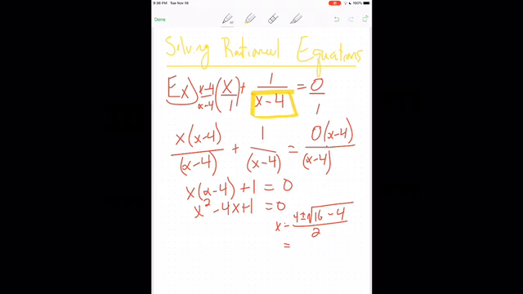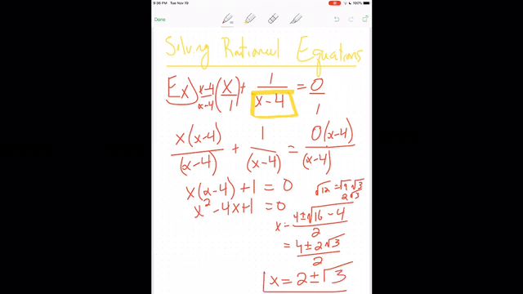And this is going to be square root of 16 minus 4, which is the square root of 12, which we can rewrite as the square root of 4 times the square root of 3, or 2 root 3. So this is 4 plus or minus 2 root 3 over 2. And simplifying that, make sure you divide everything by 2. We get x equals 2 plus or minus 2 over 2 is 1, so just square root of 3. All right, x equals 2 plus or minus square root of 3.